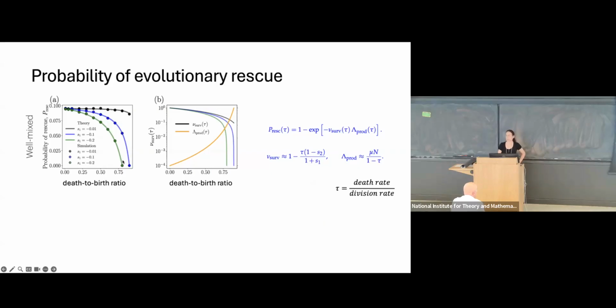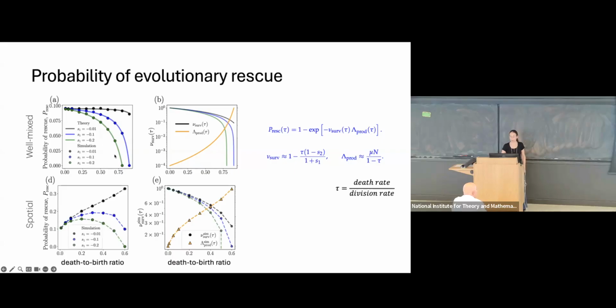Why is that? Because if there's a lot of death in the system, these mutants that can be there have a much reduced chance to make it because they die more. So with increased death to birth ratio, probability of rescue decreases. Now let's do it in space. And you can see that it can be non-monotonic or increase.